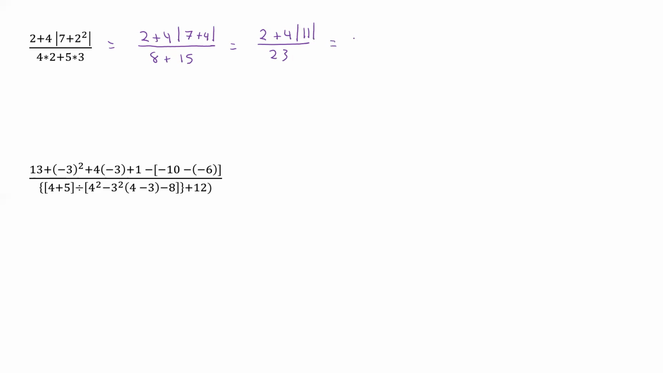Now we can take our absolute value, and that's going to be 2 plus 4 times 11, dropping the absolute value symbols, over 23. Now we multiply first, so that's going to give us 44. And if we go ahead and take 44 plus 2, it's going to give us 46 over 23. Now 46 divided by 23, well, if we take that times 2, that gives us 46. So that's going to give us an answer of 2.